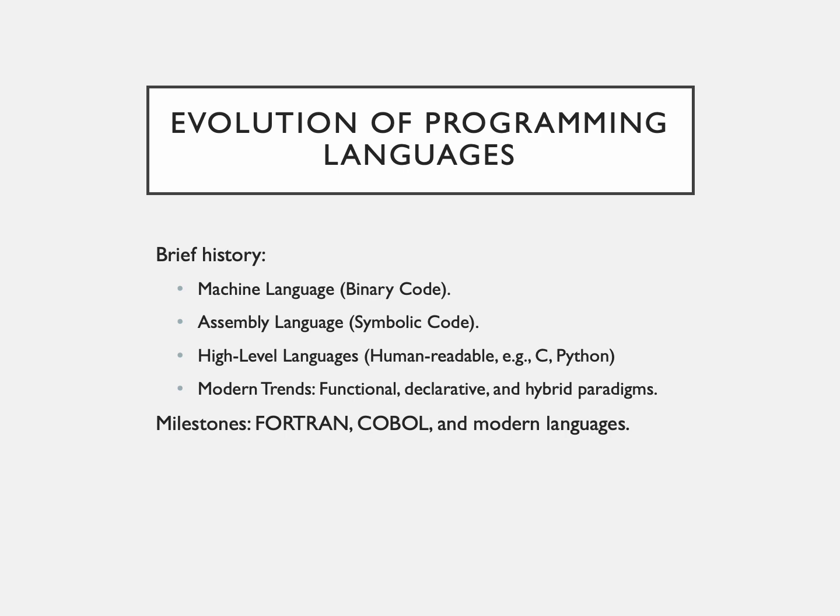Now, the key milestones in this evolution include the creation of Fortran in the 1950s, which was the first high level programming language, used for scientific calculations, and COBOL, designed for business applications. These languages laid the groundwork for today's versatile programming tools. Modern languages like Python, JavaScript, and Swift continue to push the boundaries of what's possible, driving innovation across industries.